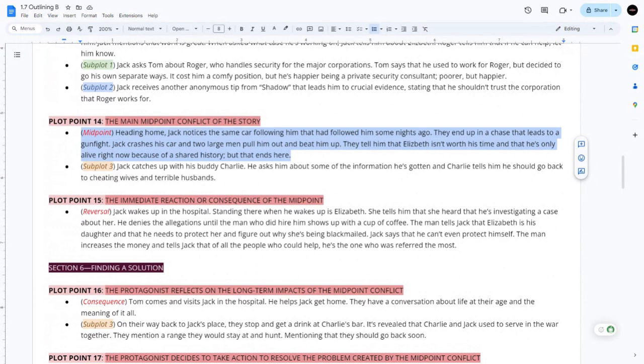Heading back home, Jack notices the same car following him that had followed him some nights ago. They end up in a chase that leads to a gunfight. Jack crashes his car and two large men pull him out and beat him up. They tell him that Elizabeth isn't worth his time and that he's only alive right now because of a shared history. But that ends here. Oh, man.